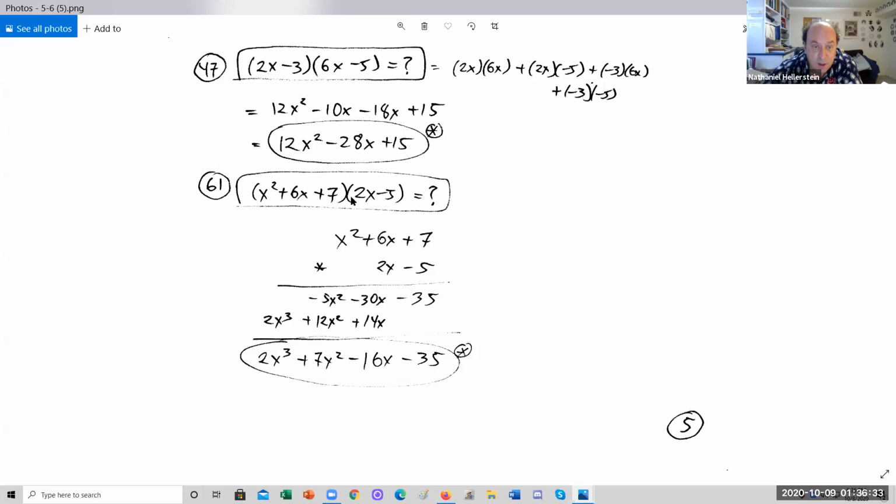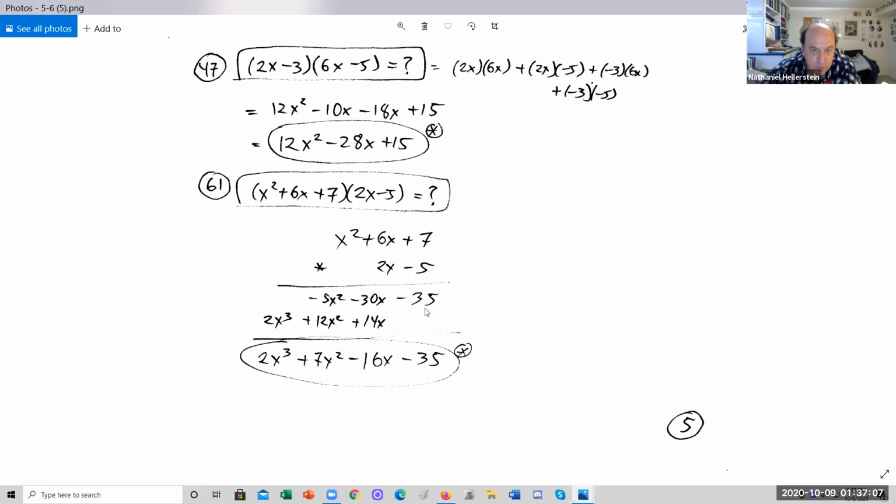Now here we have a trinomial, 3 terms, times a binomial, 2 terms. x squared plus 6x plus 7, which I write here. 2x minus 5, which I write here. And now we'll do a long multiplication. Minus 5 times 7, minus 35. Minus 5 times 6x, minus 30x. Minus 5 times x squared, minus 5x squared. 2x times 7 is 14x. 2x times 6x is 12x squared. 2x times x squared is 2x cubed.